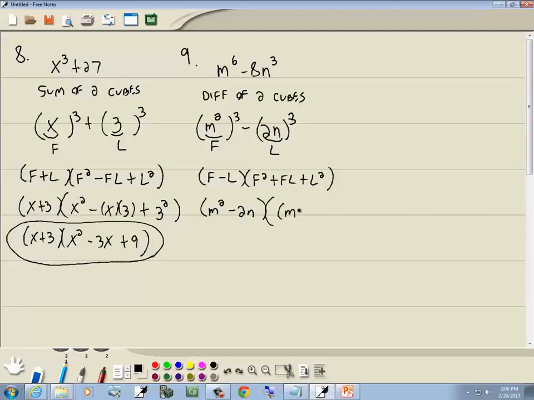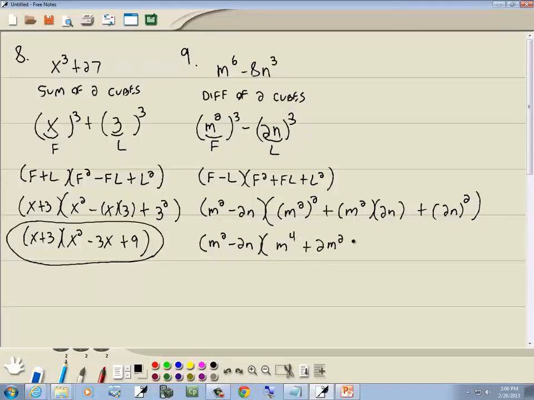And here we have m squared to the second power plus m squared times 2n plus 2n squared. Just plug in our formula, which gives us m squared minus 2n. When you're raising one exponent to another exponent, you multiply the exponents. 2 times 2 is 4, so this is m to the fourth plus 2m squared n, and 2n times 2n gives us 4n squared. And that'd be our answer.